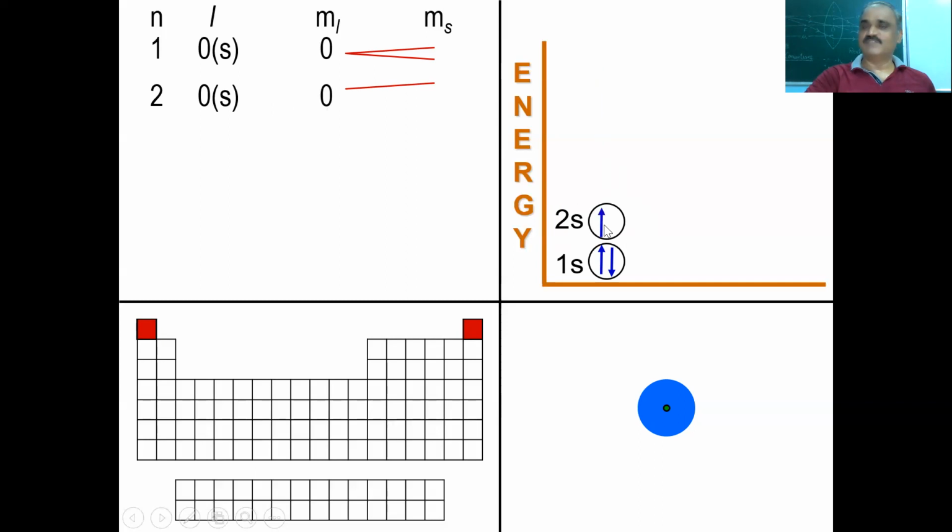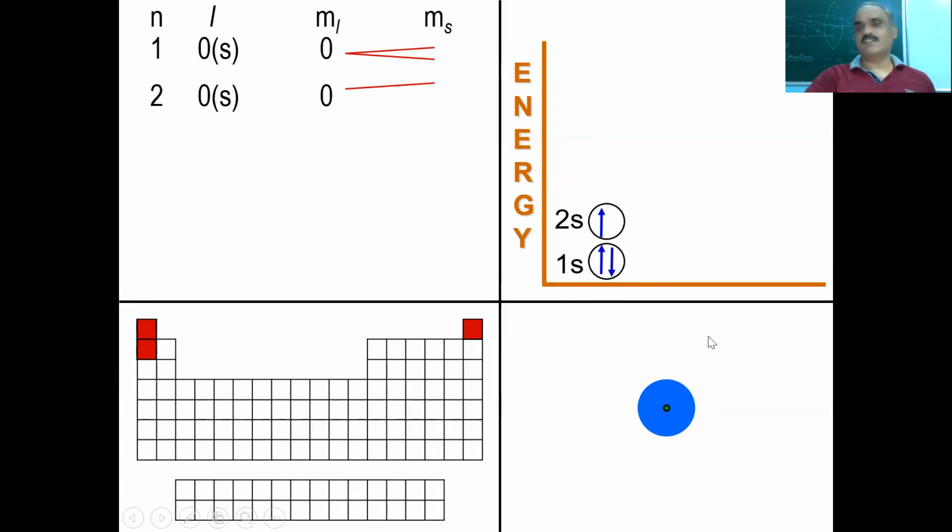And this is one electron. So the electronic configuration of this element is 1s2, 2s1. The energy of 2s is higher than 1s. And on the modern periodic table, this element lies here: lithium, atomic number 3. And the model of lithium will look like this, 1s2, then 2s.